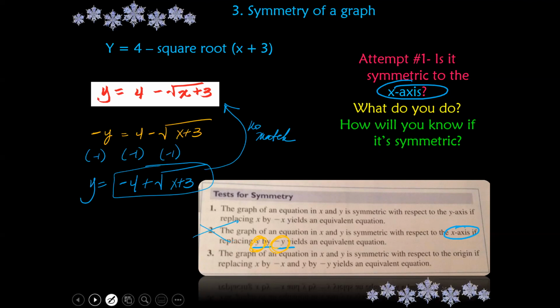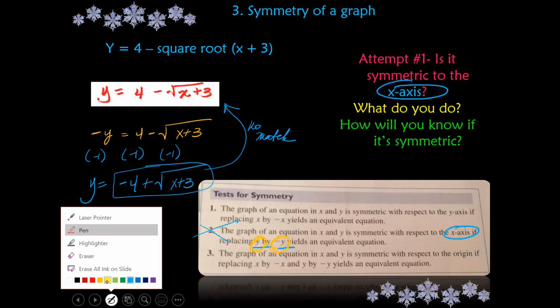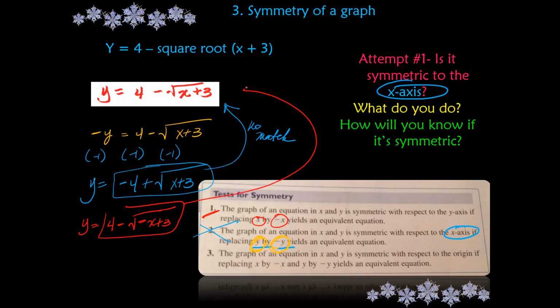Well, let's try something else then. Let's see if it is symmetric to the y-axis, which means I'm going to replace the x by a negative x. So y equals 4 minus the square root of negative x plus 3. Well, this is still not the same, so no match. So it is not symmetric with respect to the y-axis. So that's a no-go.